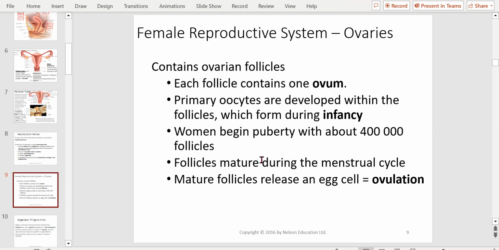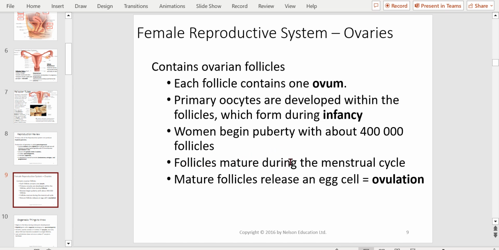So what do we got here? The ovaries contain what we call the ovarian follicles. Each follicle contains 1 ovum. Primary oocytes are developed within the follicles, which form during infancy. Women begin puberty with about 400,000 follicles, way more than enough, right? You figure one egg gets released each month, 12 eggs a year times 30 to 40 years, 30 years of being able to release eggs.